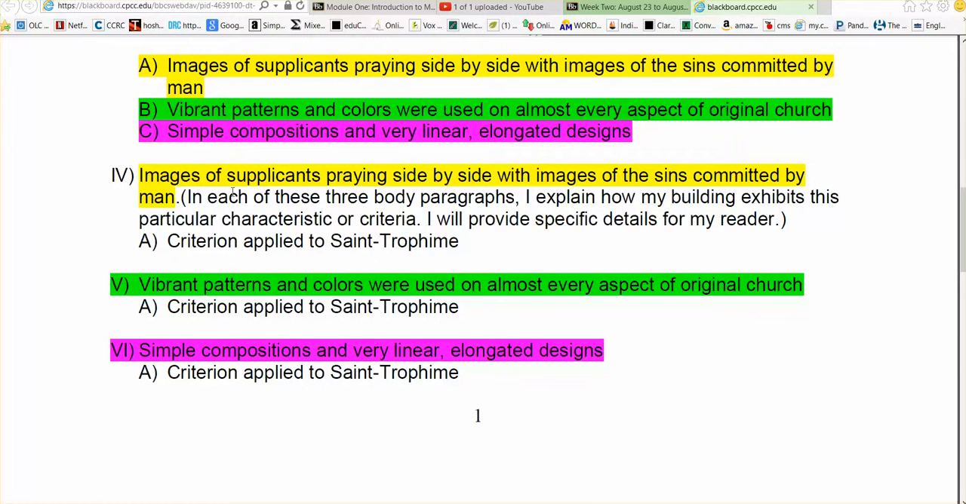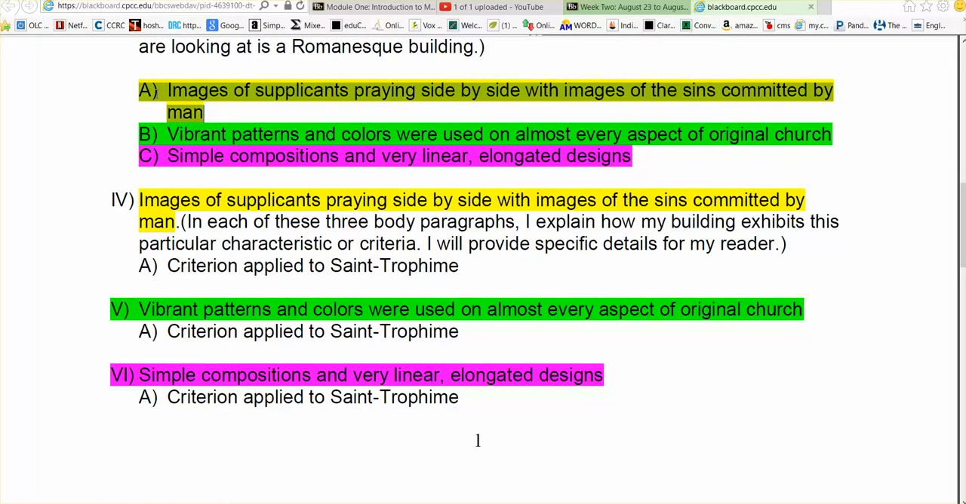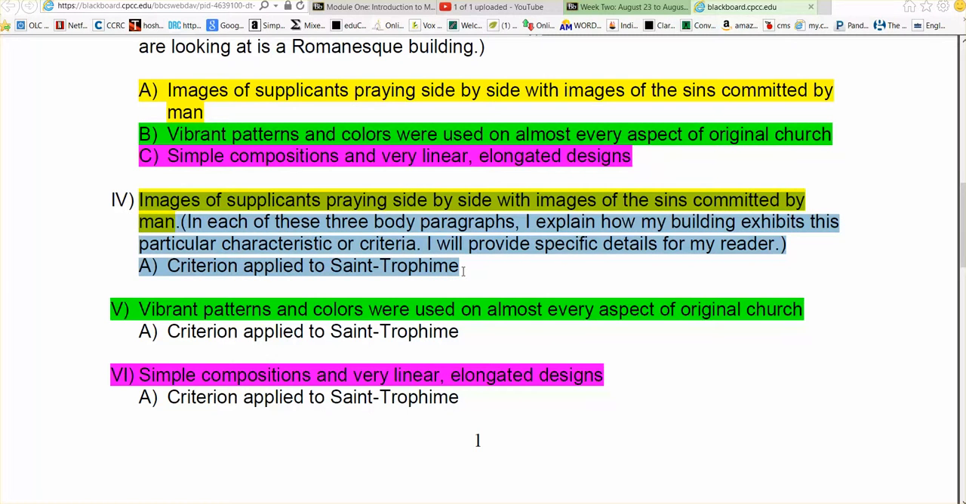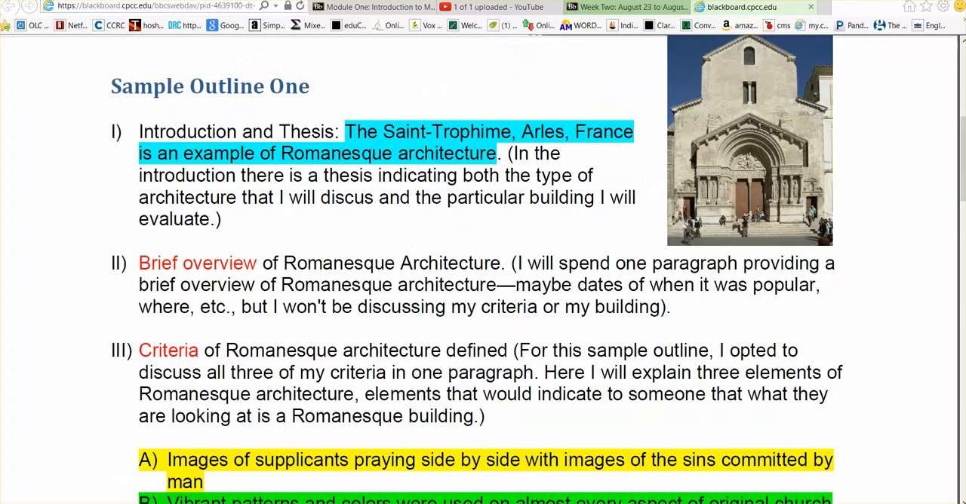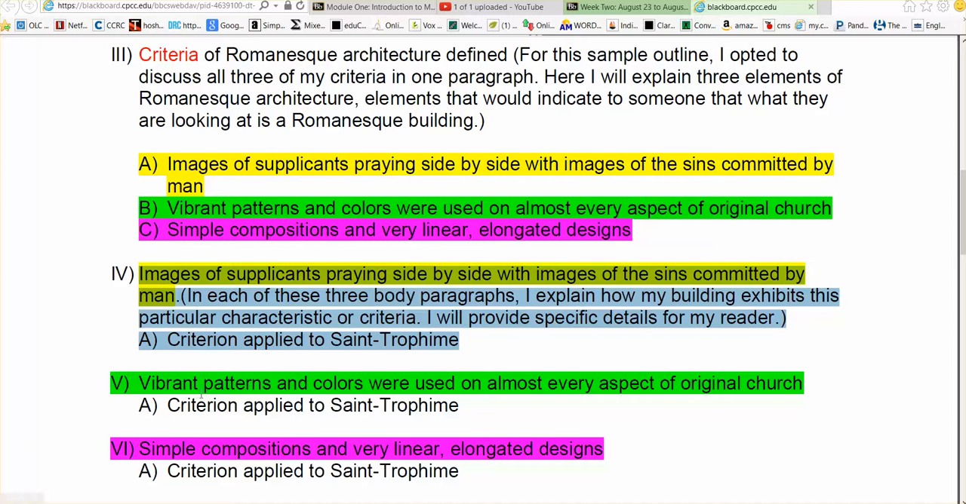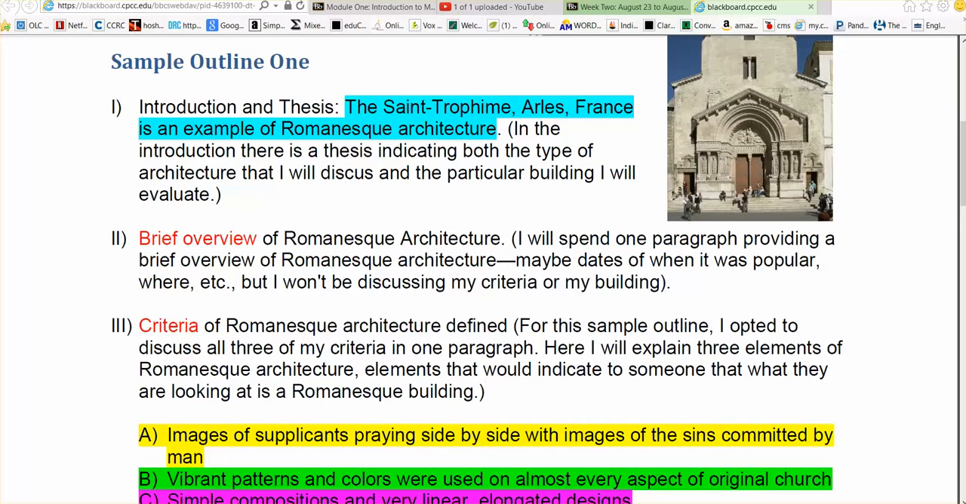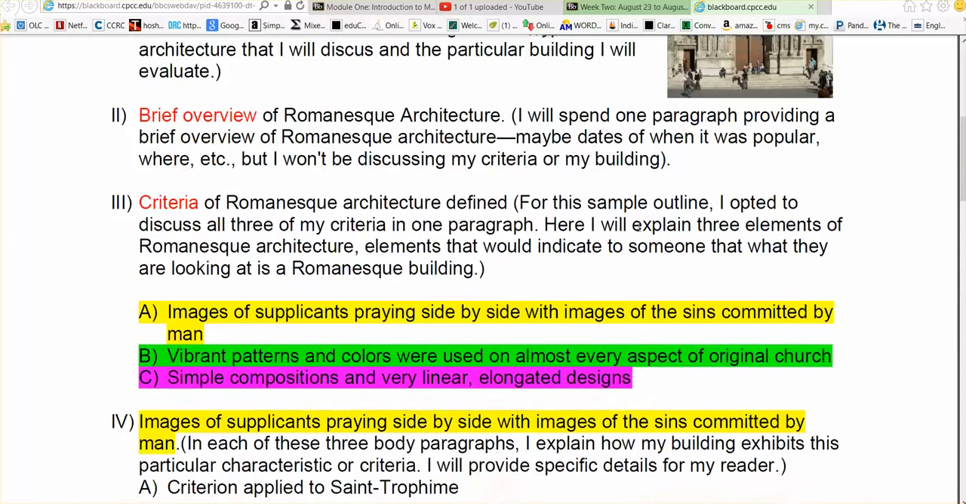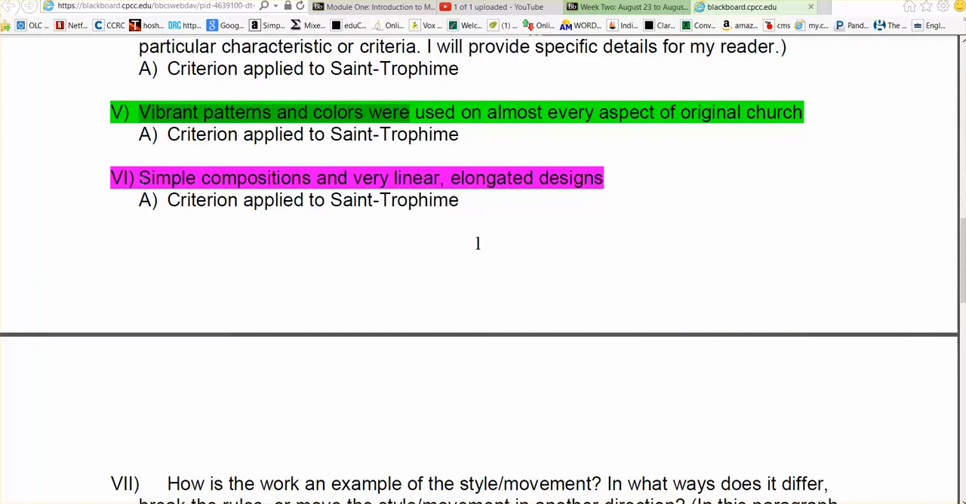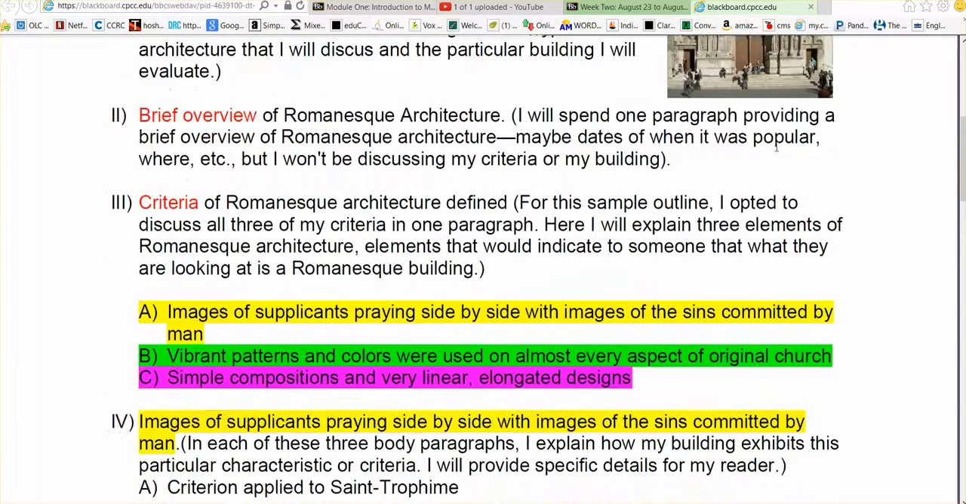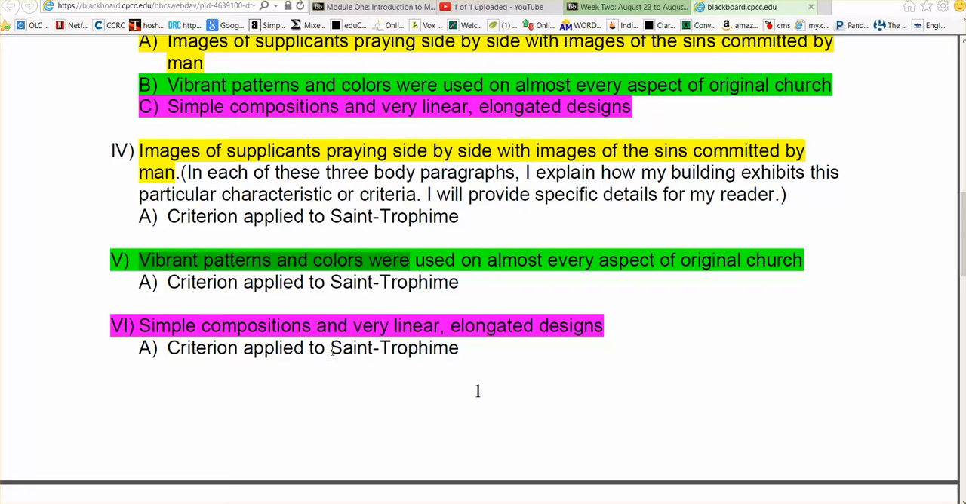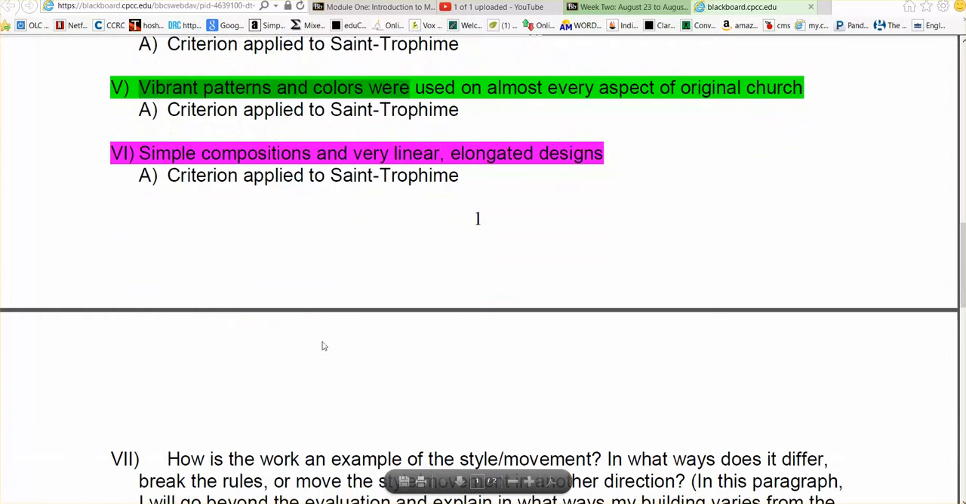Then in my next paragraph, I'm going to take the first one of these images of supplicants, and I'm going to apply it to my church. I'm going to explain where in the church I've seen pictures of, just like they're talking about here. In my next paragraph, I'm going to talk about the vibrant patterns and colors. And again, I'm going to talk about my individual church here and say where there are vibrant patterns and colors. And I'll do the same thing in my third, simple compositions. I'll explain how that can be applied to this particular church. Each one of those will have its own paragraph. All right? And then, of course, you'll have your essay conclusion.